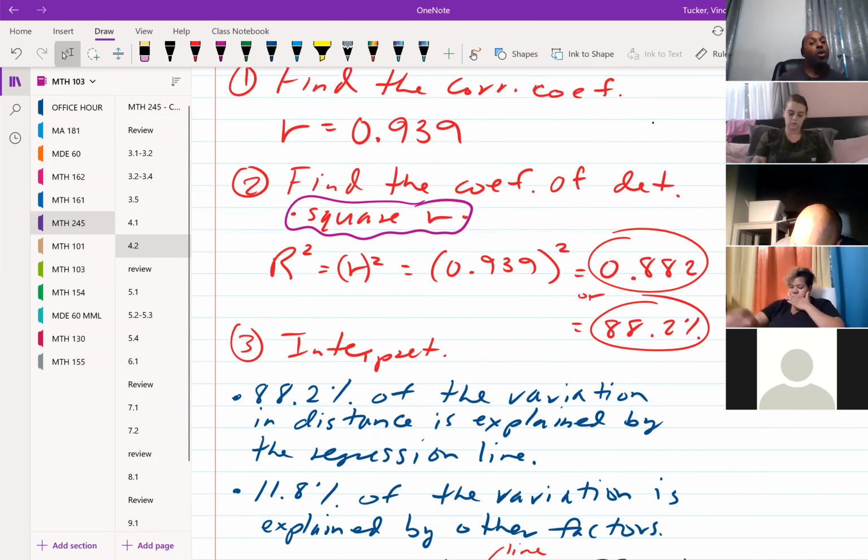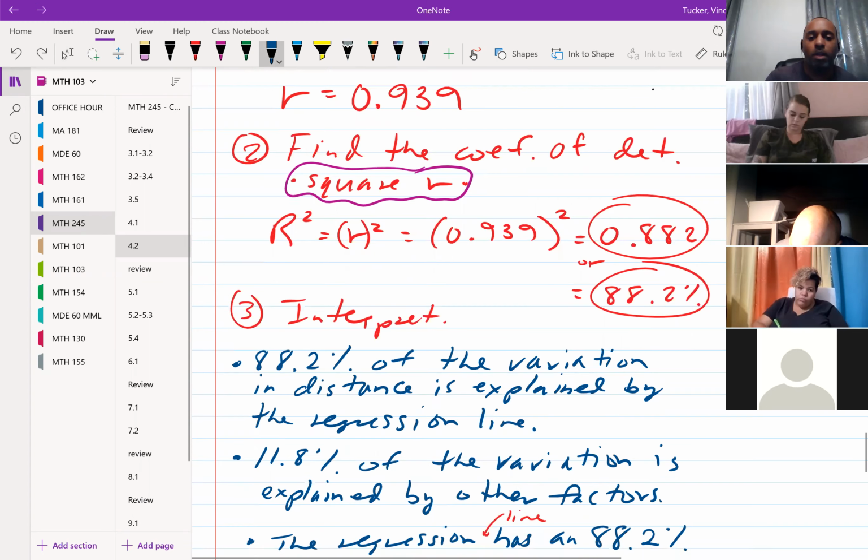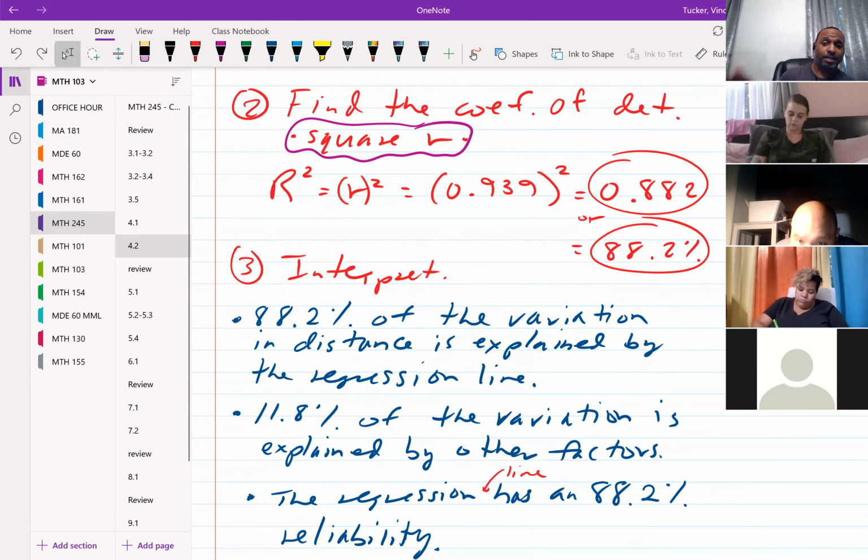You swinging a golf club, or wind could have played a role in why the ball didn't travel as far as it did one time, versus another time. Just other factors come into play, and that's what that 11.8% gives leeway to. And so that just means that the regression line has an 88.2% reliability. So 88.2% of the time, your prediction will be correct. But of course, there's a chance that it may not. Remember, it's just a prediction based on the observations that you've already had. And that's your coefficient of determination.